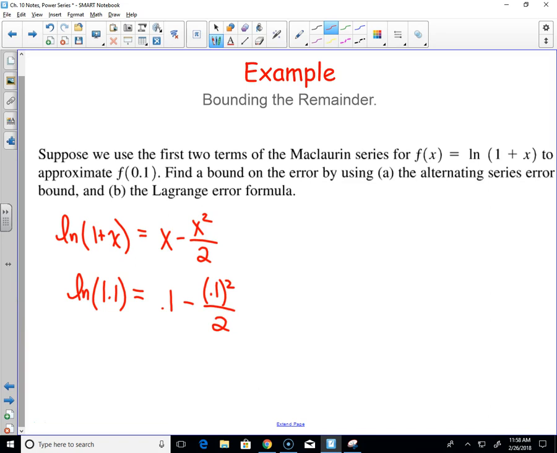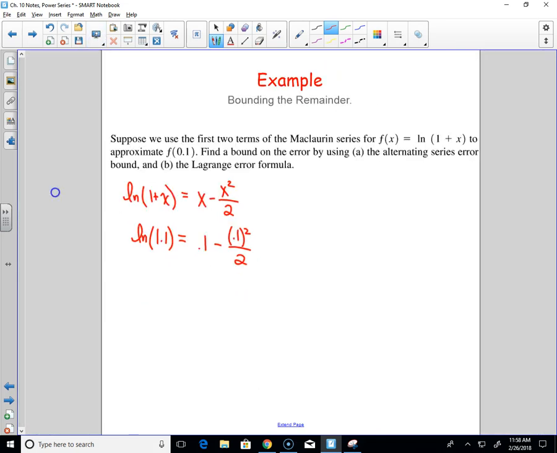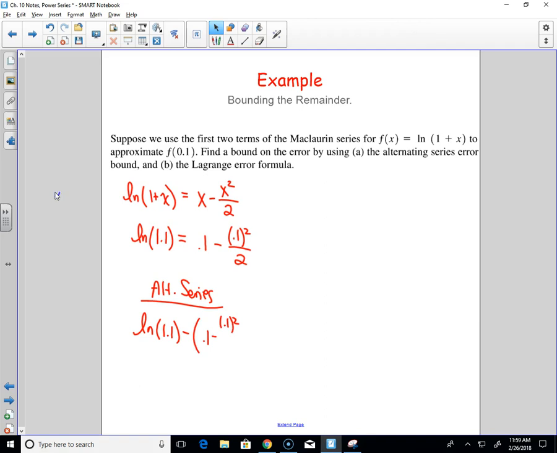Now we could go ahead and solve it out for the sake of time. Find a bound on the error by using the alternating series error bound and the Lagrange error formula. We've done the alternating series one before. Do you guys remember? The alternating series error is the actual value minus the approximation. We would do ln of 1.1 minus 0.1 minus 0.1 squared all over 2.